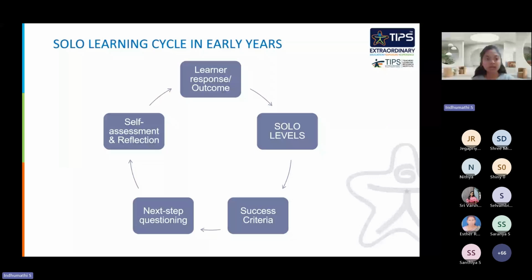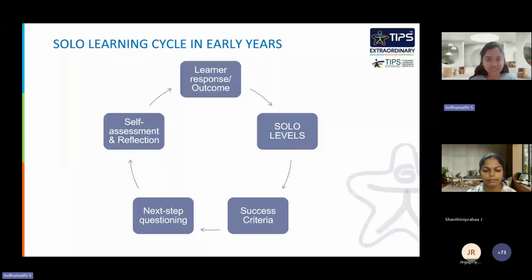And let me say, we don't need to use all these things at once. We can start with one activity, one set of success criteria and one set of next step questions. And with time, slowly SOLO becomes a natural part of our planning, questioning, and observing learning.